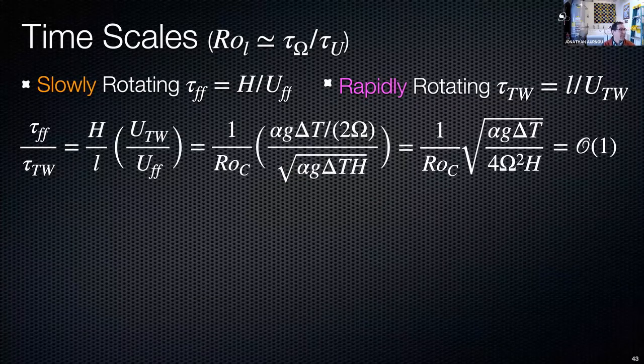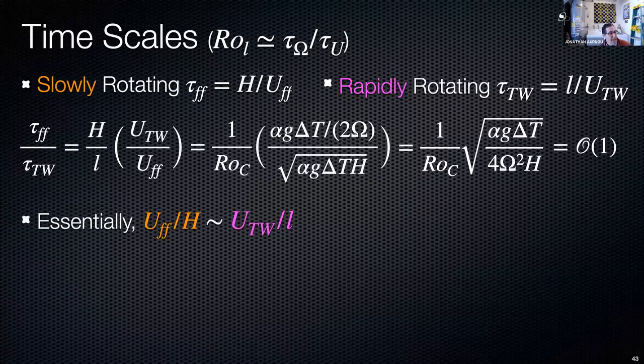That's really interesting. Essentially what that means is the slowly rotating scales for velocity and length are much larger than either of the scales in the rapidly rotating system, right? The orange U and H are huge relative to U thermal wind and L in the rapidly rotating frame, but their ratios are comparable. And since their ratios are comparable, you end up with the convective Rossby number being comparable to the local Rossby number in both frameworks.